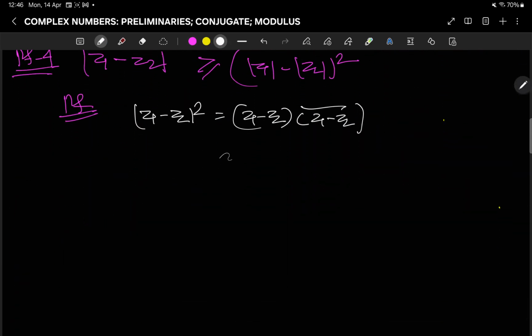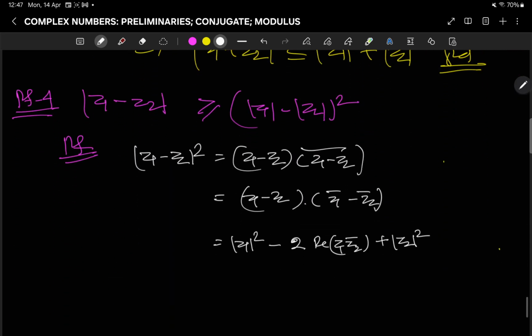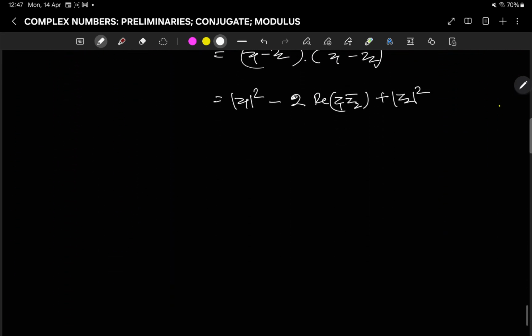So this is z1 minus z2, z1 conjugate minus z2 conjugate individually. So that is equal to, if I multiply it, now in view of this previous one, here there will be just a negative sign here. Now the moment I write |z1| square minus twice modulus of z1 z2 conjugate plus |z2| square, you see this is a large quantity.